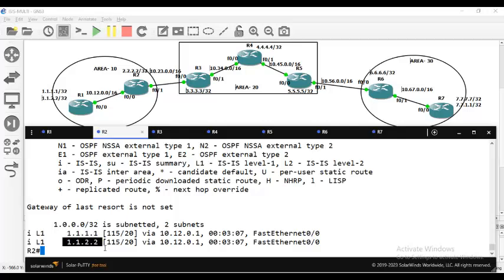Okay. Let us go to router 3. I'm going to use Notepad because you already know how to configure.